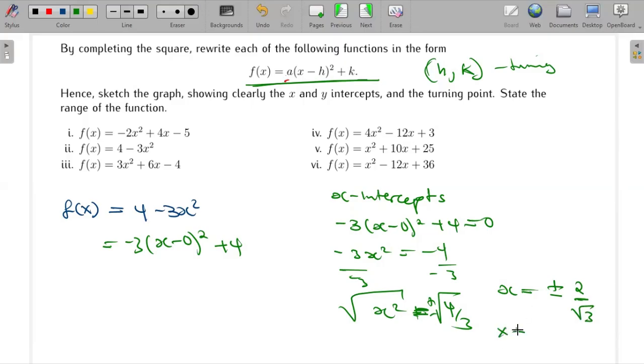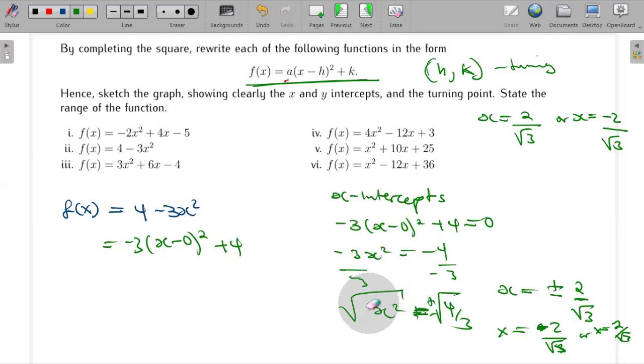So it means x is equal to what? Negative, you can start with either way. Negative 2 over root 3, or you have x is equal to what? Positive 2 over square root of 3. So you have these 2 here. So your intercepts, let me write them here. x is equal to 2 over root 3 or x is equal to -2 over square root of 3. So that's what we get here.